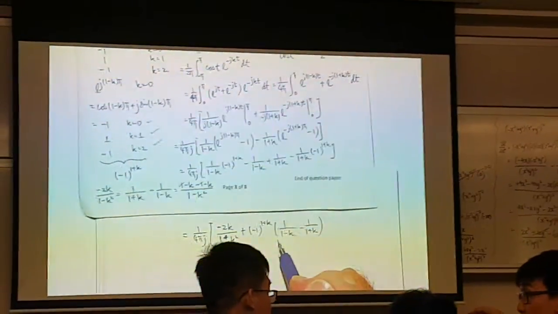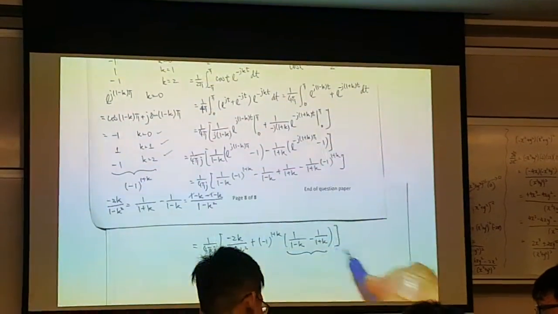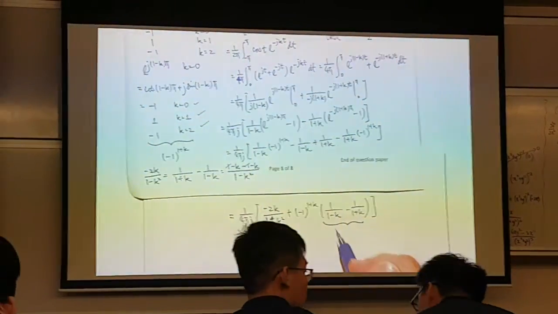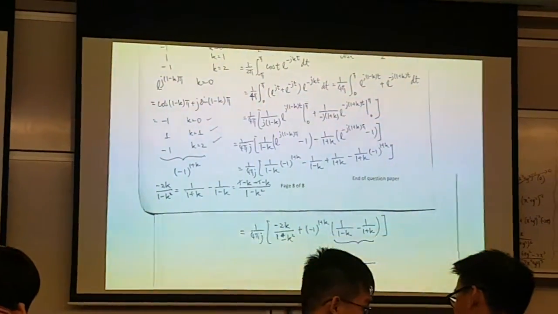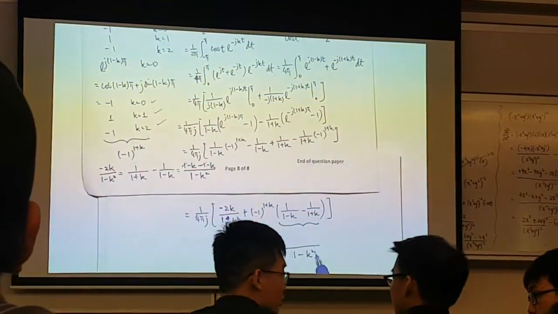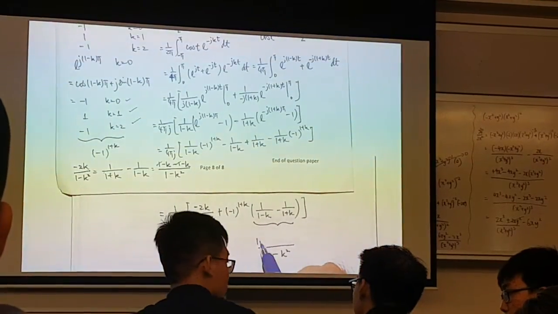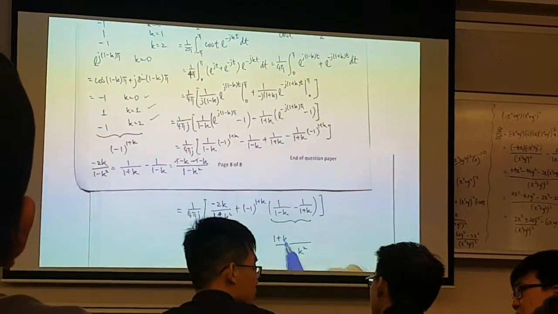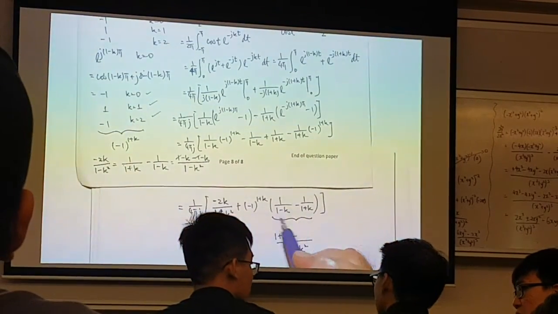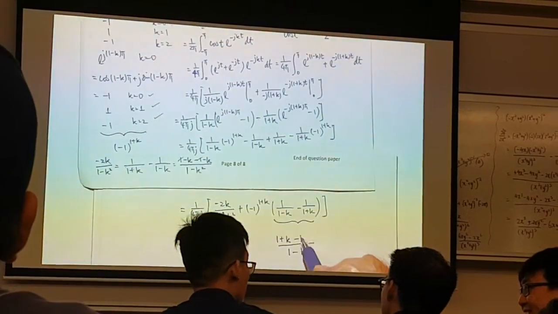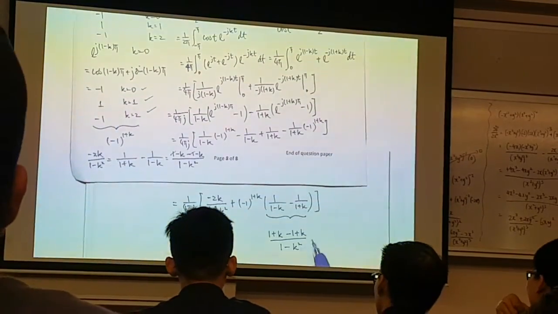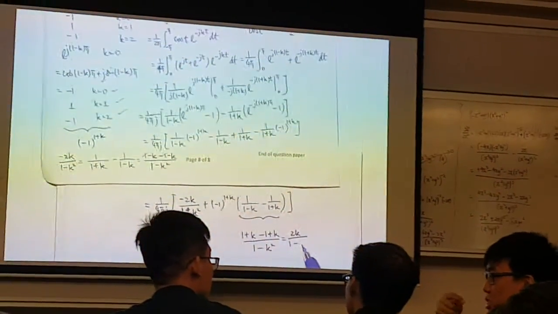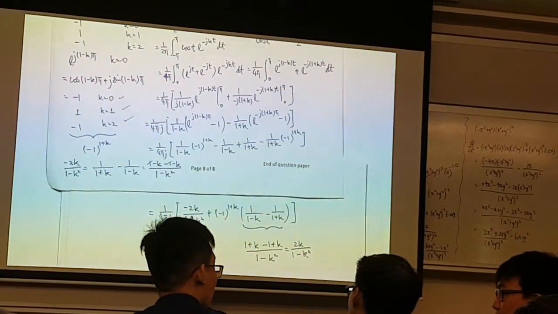So if we clean this one out, the denominator is still going to be the same, 1 minus k squared, but your numerator is different. You have 1 plus k minus 1 minus k, so it's minus 1 plus k. So this one will give you 2k divided by 1 minus k squared.